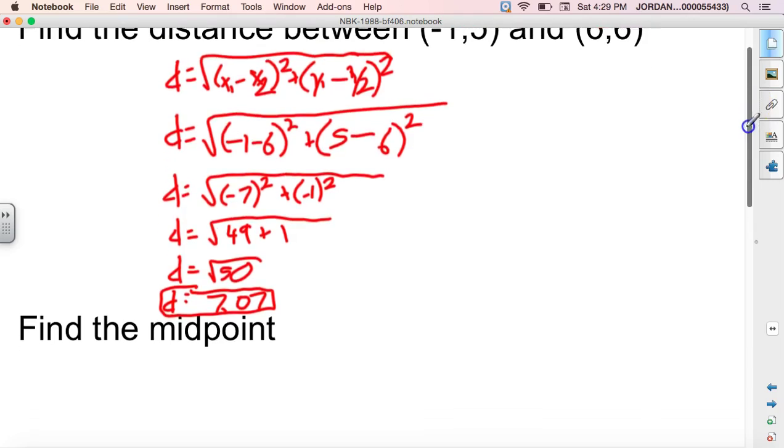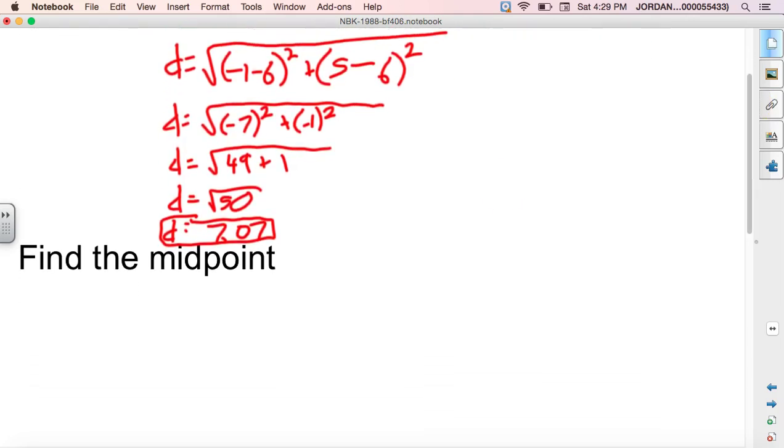So the point that's right in the middle of them. So again, we're going to use the midpoint formula, which just says take the x coordinates and add them. And then take the y coordinates and add them. And divide them both by 2. And that will give you the coordinates of the midpoint.